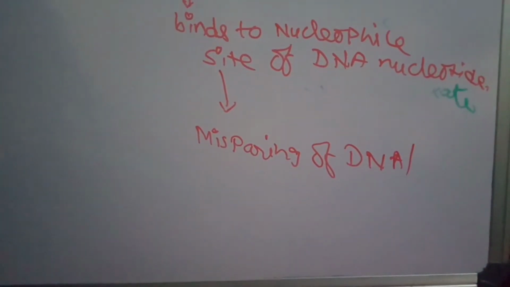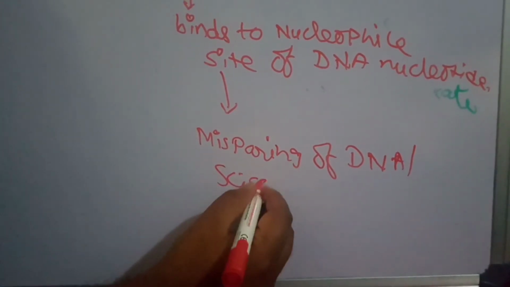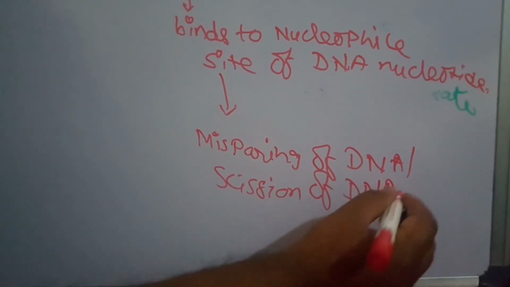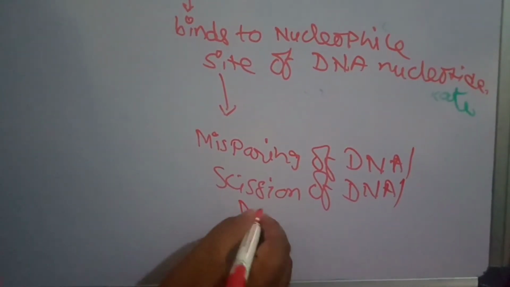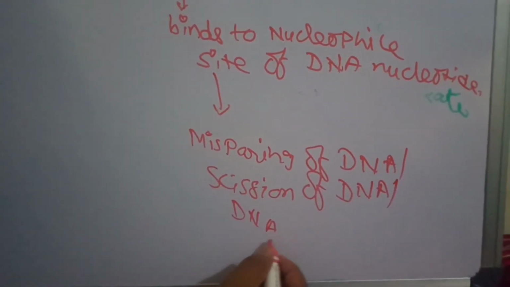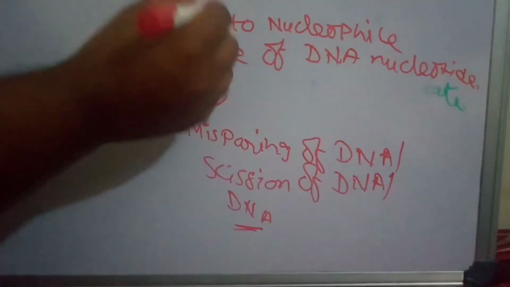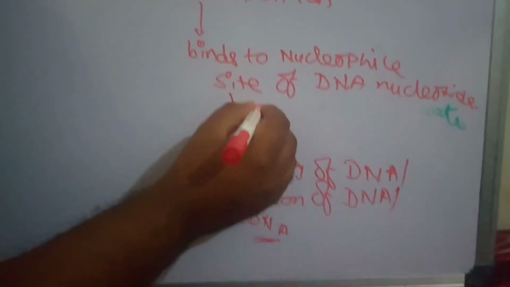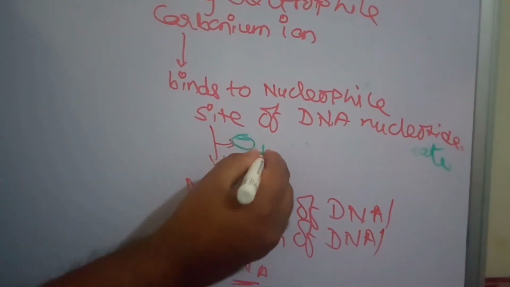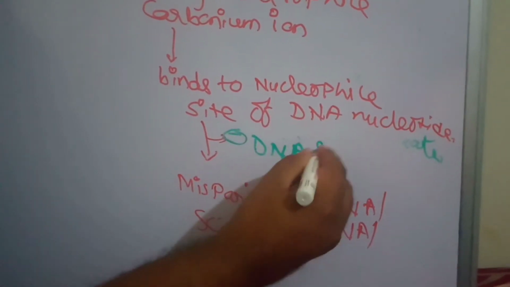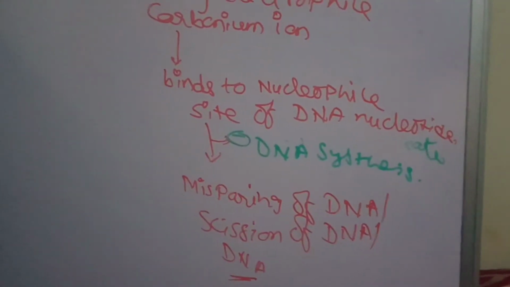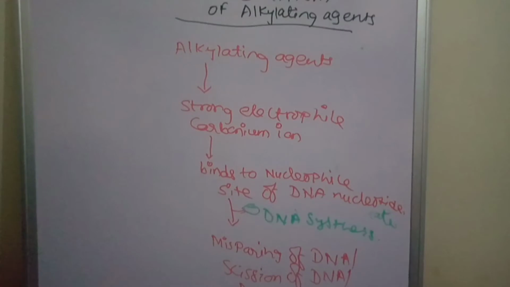Mispairing of DNA or cessation of DNA, or abnormality in the DNA, takes place. But once it binds, majorly it will inhibit DNA synthesis. No DNA synthesis takes place, because of the mispairing and cessation of DNA.